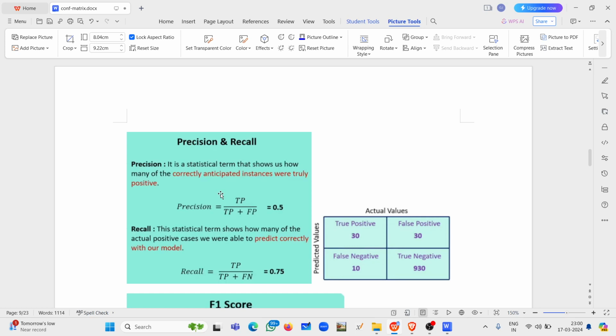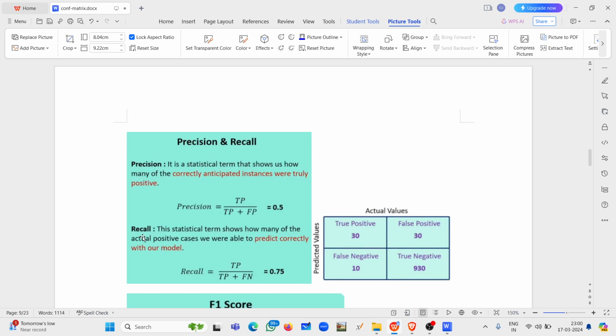Now how do we calculate all the measures? For example, suppose we have the confusion matrix here. The true positive is 30, false positive is 30, false negative is 10, and true negative is 930. Now we want to go for the different measures. First we calculate the precision, then the recall. Let us understand what precision is. It is a statistical term that shows how many of the correctly anticipated instances were truly positive.